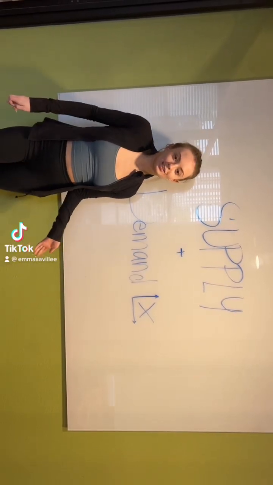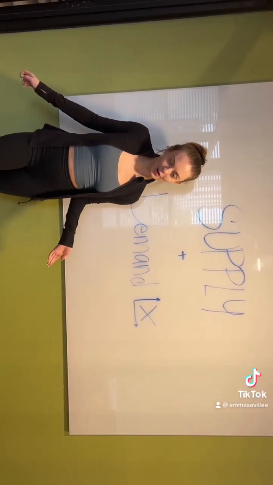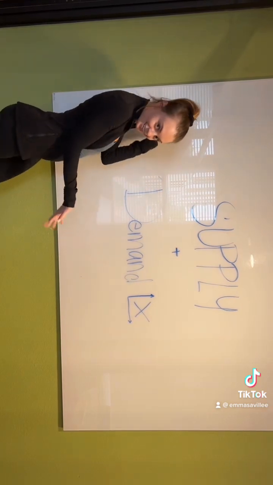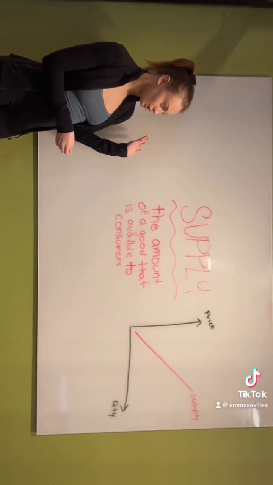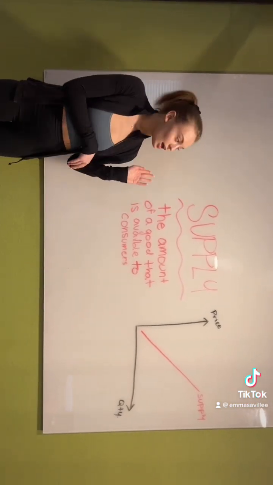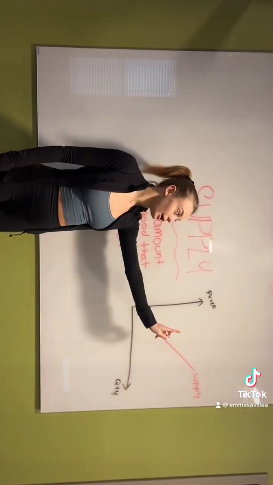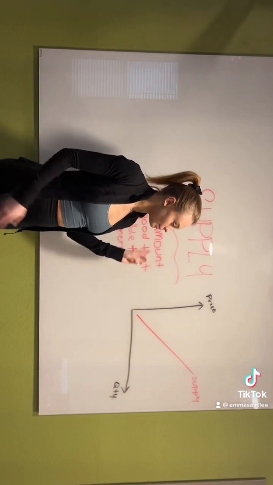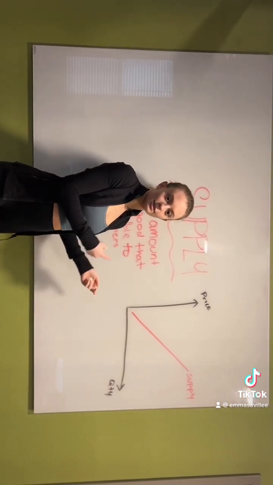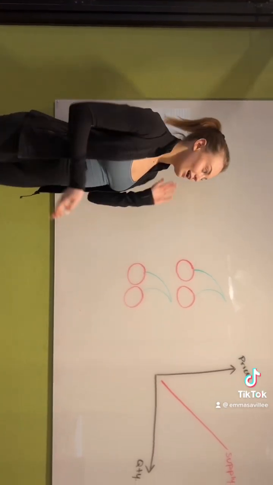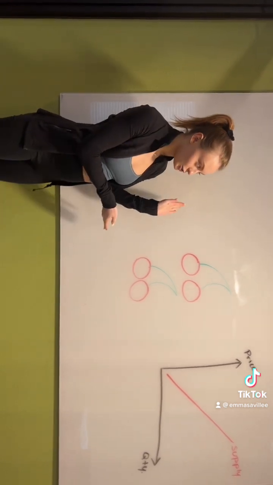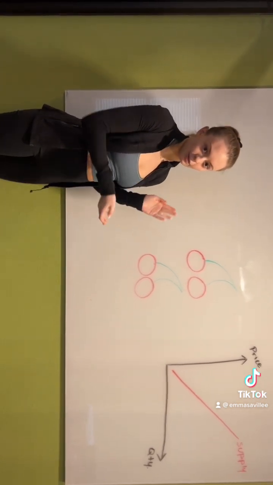For my economics 10-15 extra credit video, I'm going to be talking about supply and demand. Supply is the amount of a good that is available to consumers, and on the price versus quantity graph, it is the upward sloping line, and supply shows the amount of quantity it is at each price. For an example of supply, if I grew and sold 4 cherries, my supply would be 4.